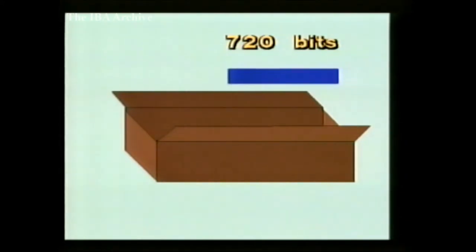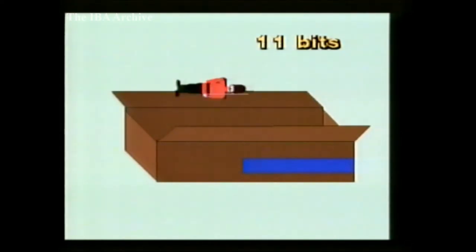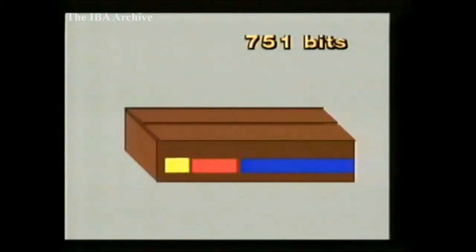Each packet is given an address and a continuity code, which allows the decoder to separate the packets. An 11-bit protection code is added to the packet address to allow correction of multiple bit errors. The order of the 751 bits of each packet is then altered by the process of interleaving. This is done to reduce the effect of transmission errors on the sound signal.